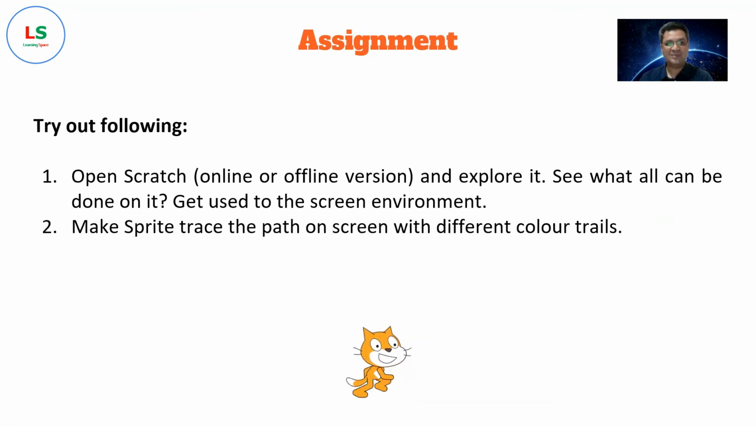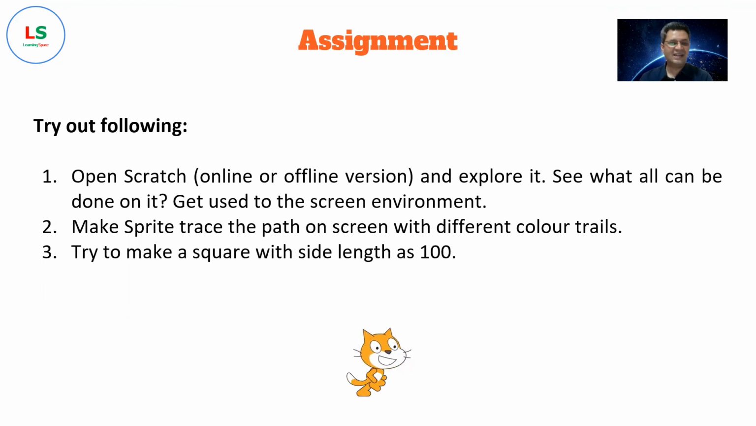Make a sprite trace a path on screen with different color trails. I do understand we haven't done any program and I'm expecting you to make a program which makes the sprite run on the screen and then produce some different colored outputs, but you can give it a try. And then try to make a square with side length as 100. Let's see whether you are able to do these three or not.